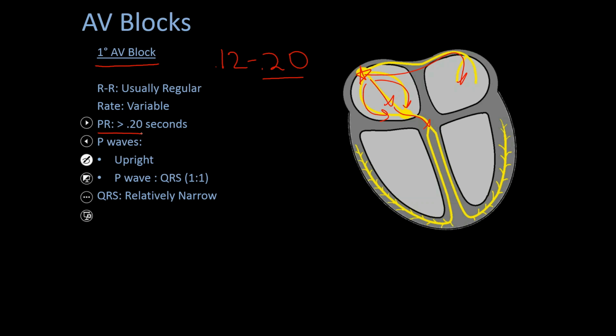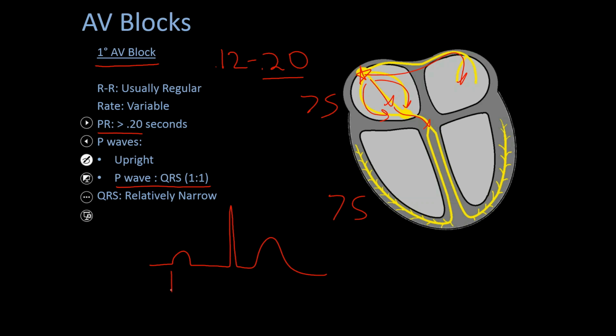It's important to point out, all the impulses are still reaching the ventricles. So if the atrial rate is 75 beats per minute, the ventricular rate will also be 75 beats per minute. Every impulse the atria is generating reaches the ventricles. So that means there is a 1-to-1 AV conduction. 1 P wave for every QRS complex.